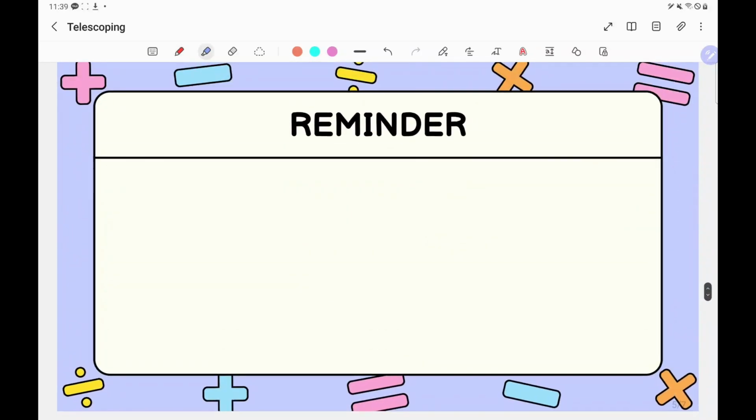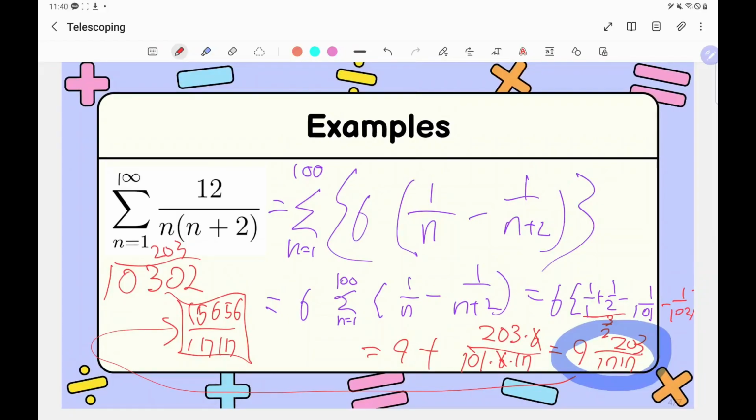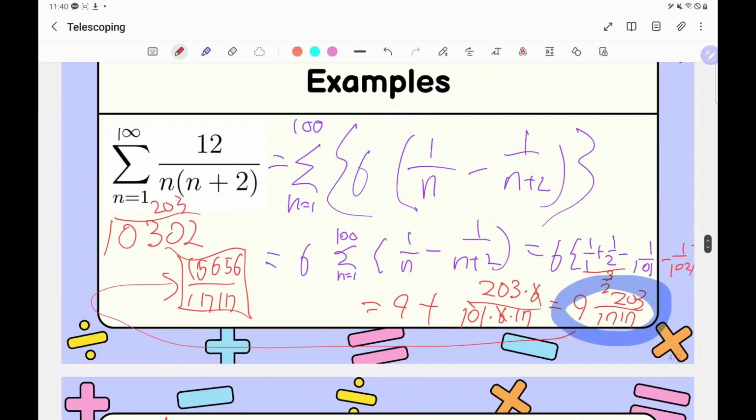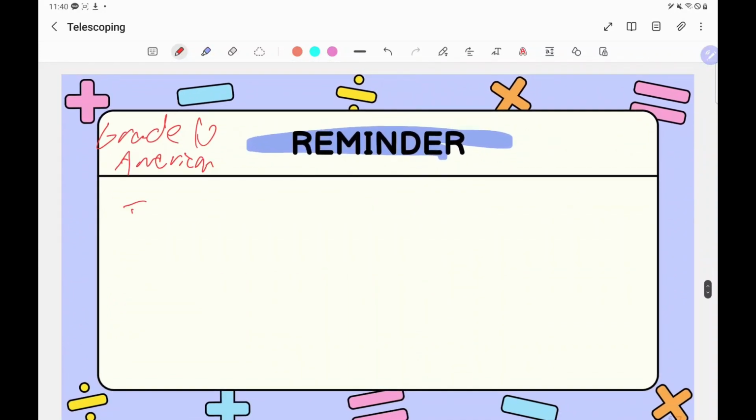Now, let's go to a reminder. This is really important. Telescoping is in grade 10 of American algebra. This is American, I don't know about English, British. So just think of the American Art of Problem Solving algebra book of grade 10 that has telescoping, and it's going to be about sigma n equals 1 to 100, 6 over n times n plus 2, and it's actually going to be 1717 over 15656. Okay, so let's do a reminder. What is telescoping?